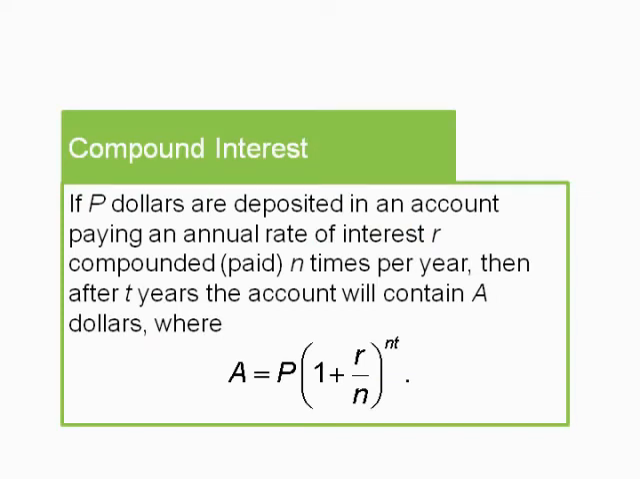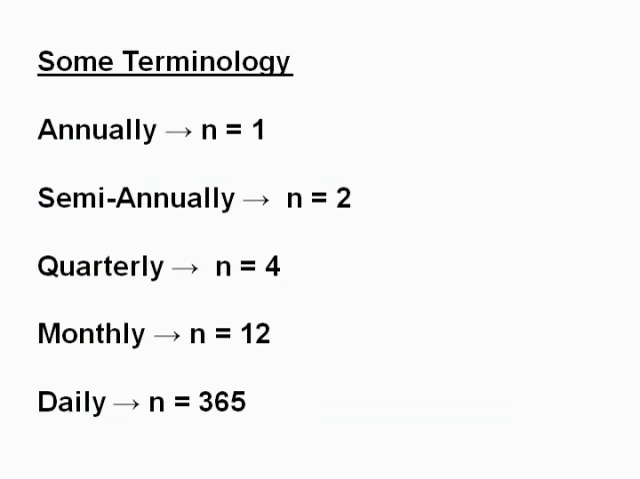So here is where they get the formula for compound interest. If P dollars are deposited in an account paying an annual interest rate R, compounded N times per year, then after T years the account will contain A dollars. I know this formula looks kind of scary, but I would give you this on the test. It's not really having the formula, it's knowing how to use it and input things in your calculator. So this is the formula for compound interest, compounded N times per year.